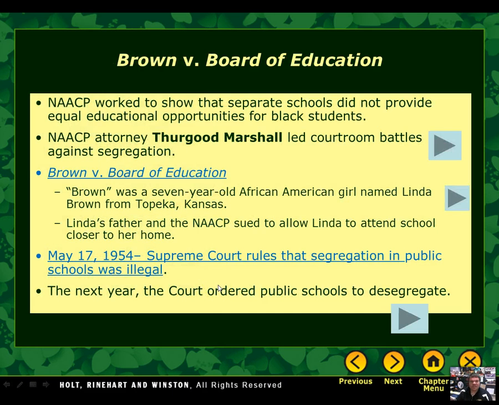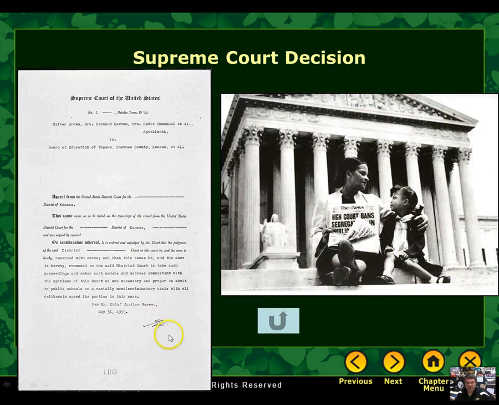The argument was that although things are definitely separate, the children in a black school were not getting the same education as children in a white school. And on May 17th, 1954, the Supreme Court was convinced by the evidence presented by Thurgood Marshall, so much that it was a unanimous ruling, 9-0, that segregation in public schools was illegal. And then the next year, the court ordered public schools to desegregate. Here you can see Linda Brown with her mother sitting on the steps of the Supreme Court.